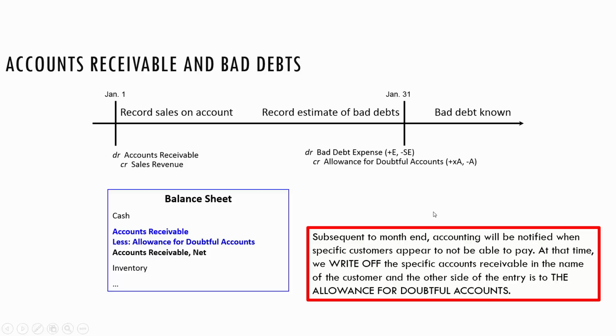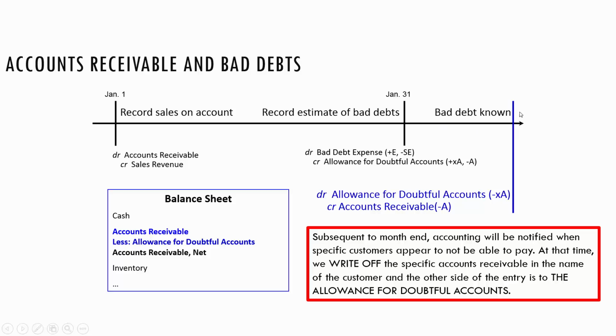Now, on January 31st, you're going to record this, and this is sometimes called an adjusting journal entry because it needs to be done before we do our financial statements, when we know the actual amounts that are not collectible. Now, when will we know this? This is when the credit department says we've tried to collect and we can't collect.